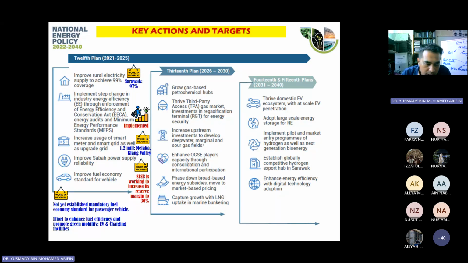So combine with internet, combine with technology, so that we can utilize the energy, or we can reduce the emission efficiently by using the technology. Capture growth opportunities of biofuel in marine and also aviation sector.